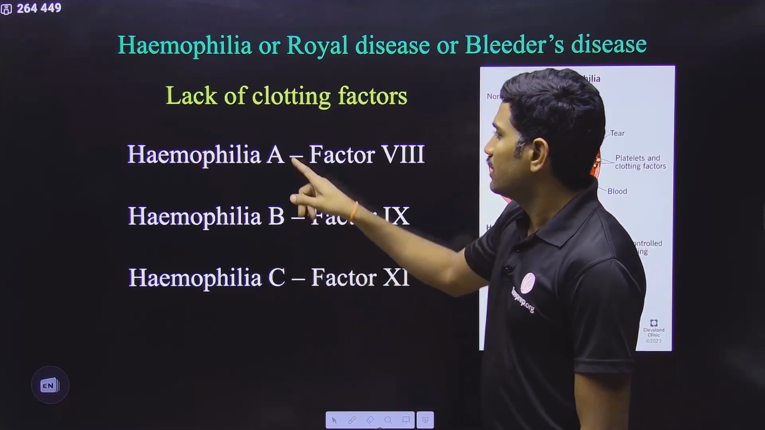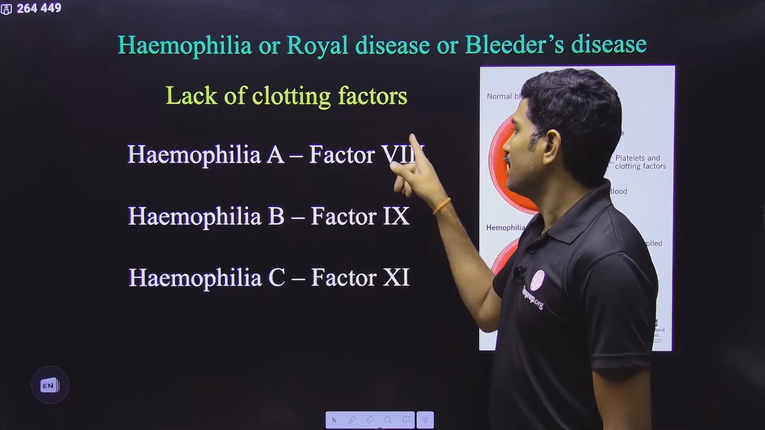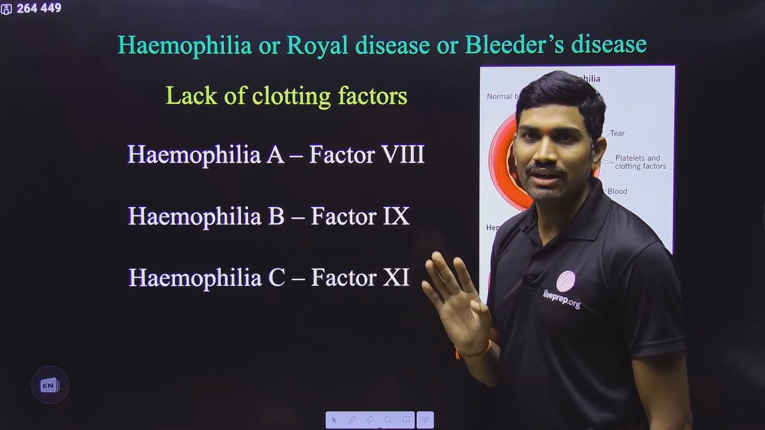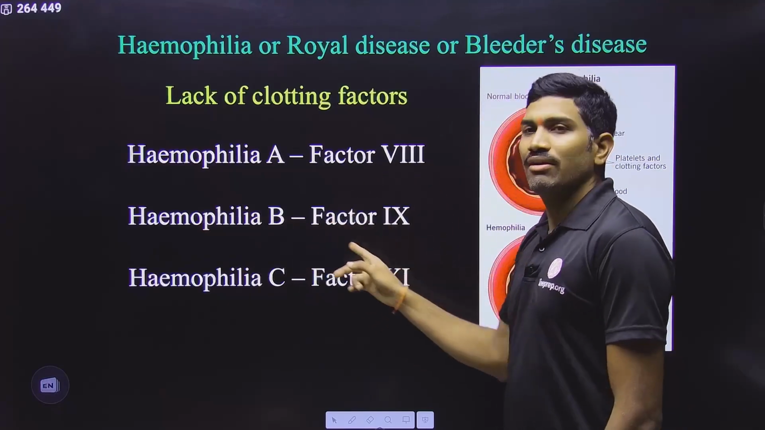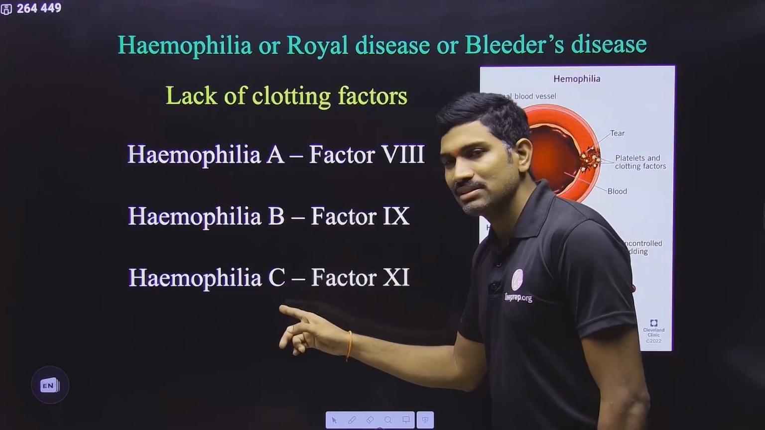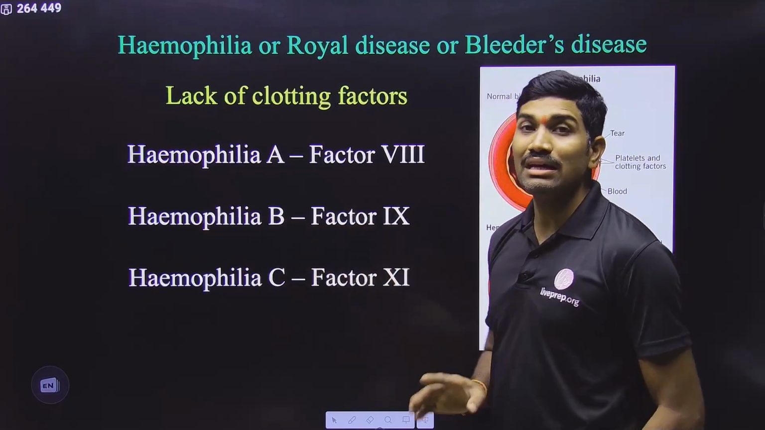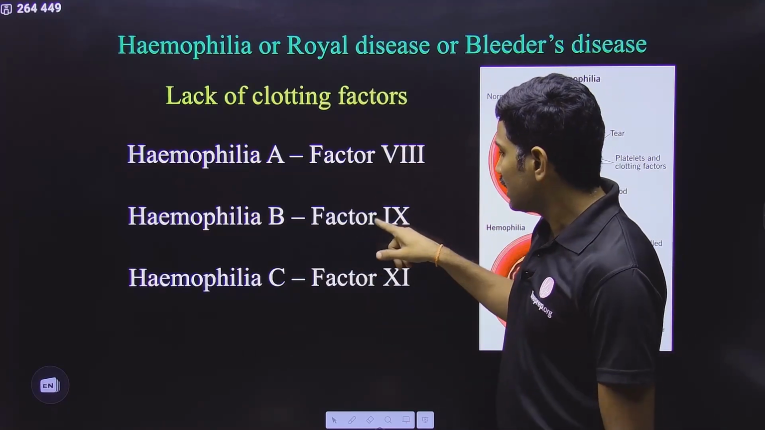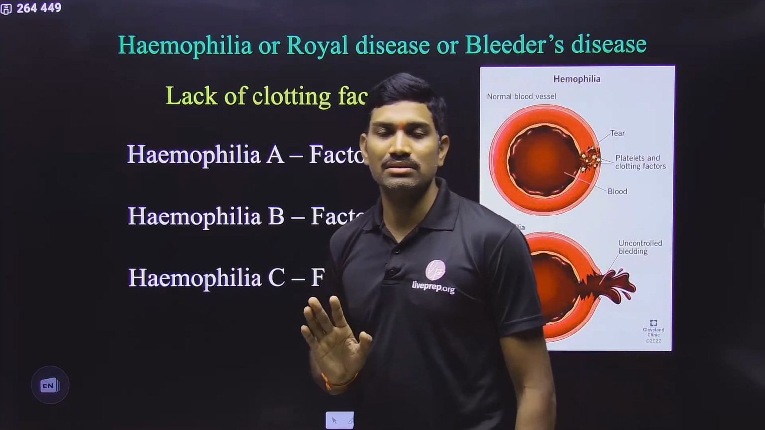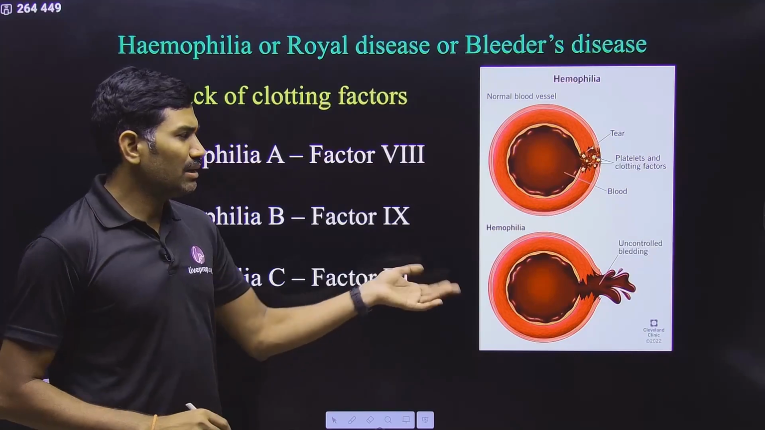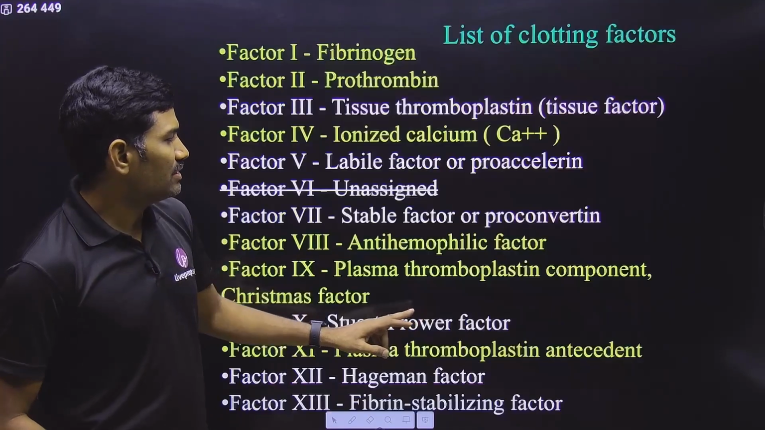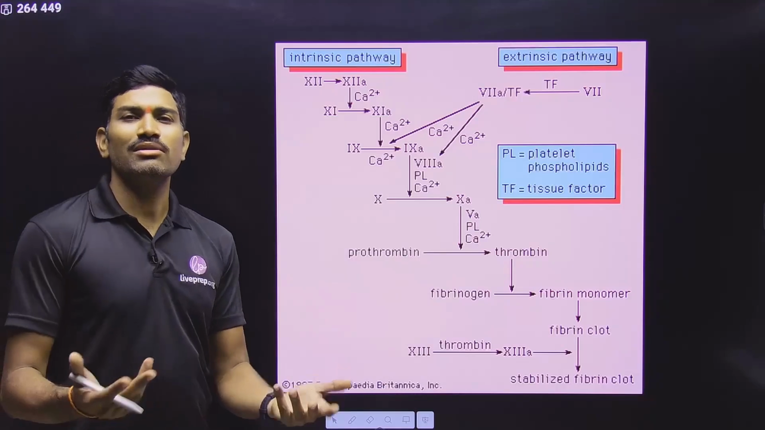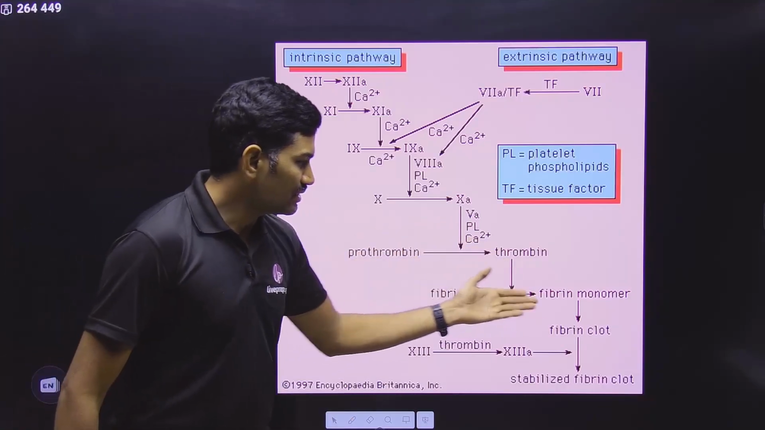Hemophilia A is due to absence of factor number 8, hemophilia B is due to absence of factor number 9, and hemophilia C is due to absence of factor number 11, not 10. 8, 9 and 11. These are the numbers. So please remember this. In this way, if any blood clotting factor is not present, this particular pathway will not be activated.